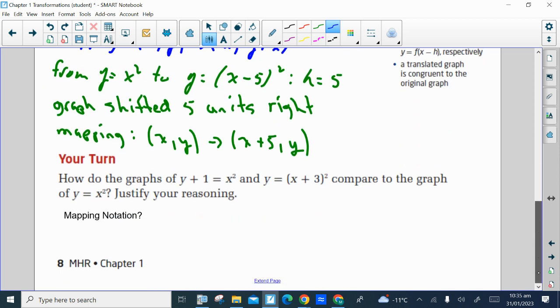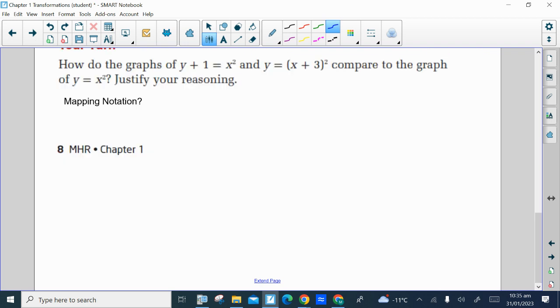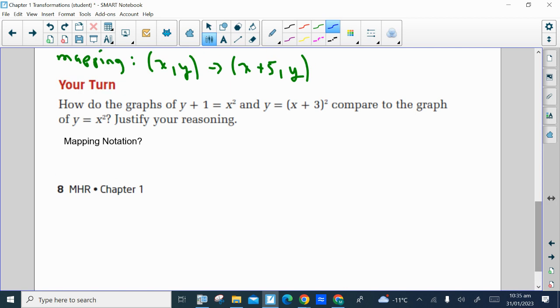All right. So for the your turn, it says, how do the graphs of y plus 1 equals x squared as well as y equals (x plus 3) all squared compare to the graph of y equals x squared? And then we'll also write our mapping notation.